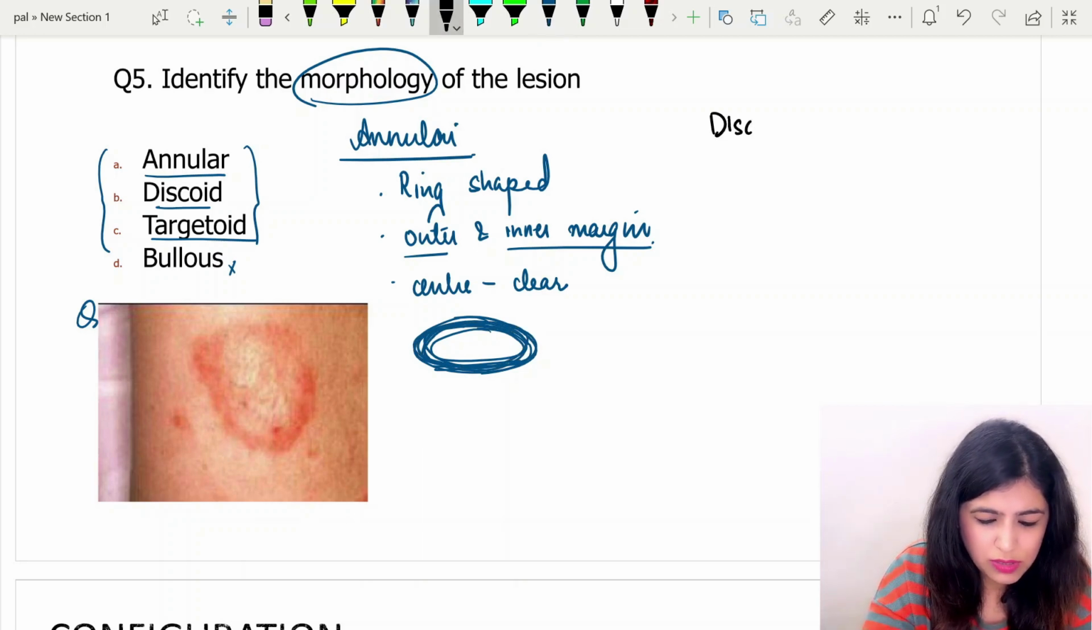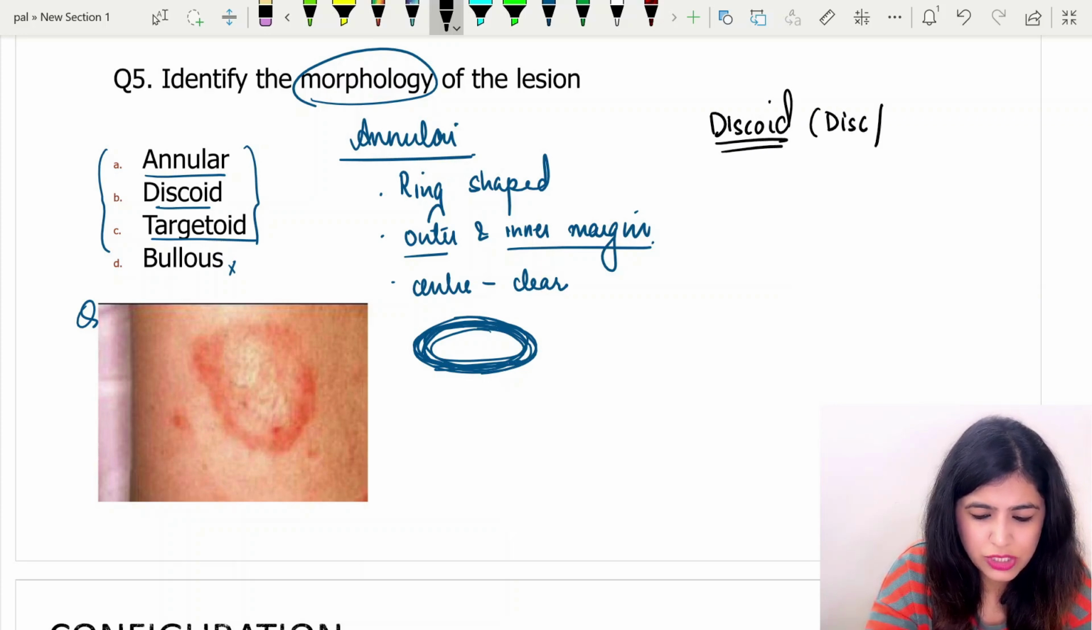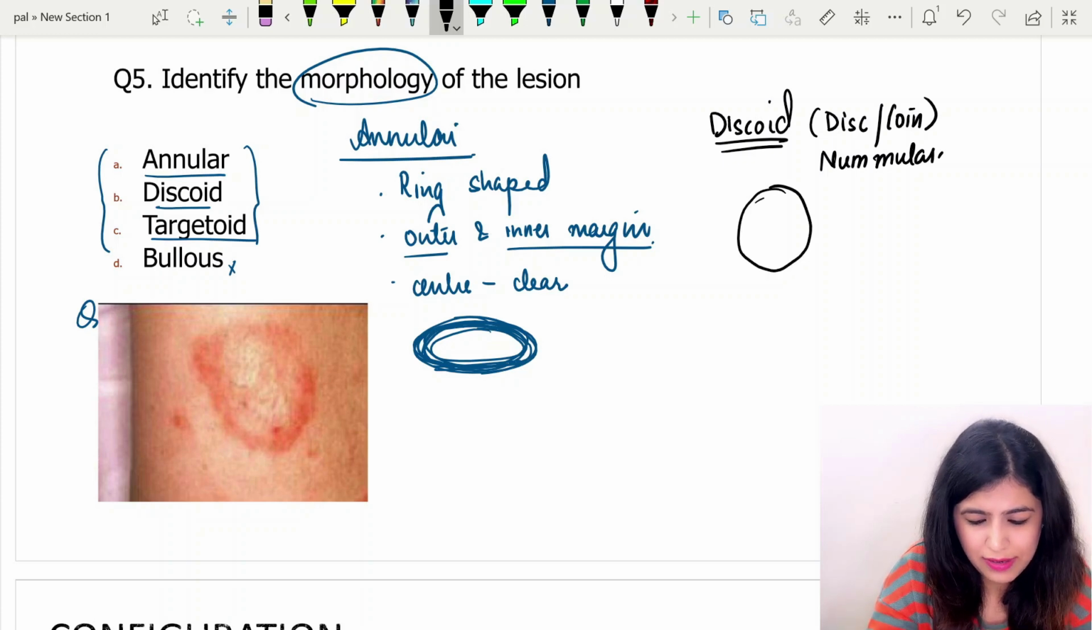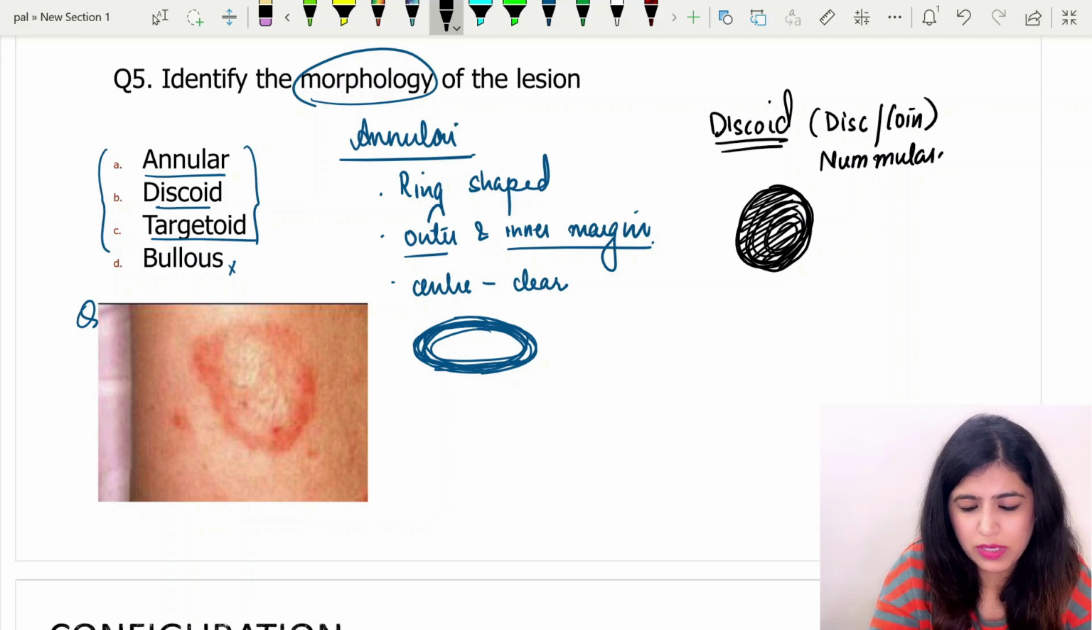Then we come to a discoid lesion. Discoid, as the name suggests, will be disc shaped or coin shaped. This is also called a nummular lesion. See, it will be round and it will be throughout. So the lesion will be throughout. It will be a round disc shaped lesion.